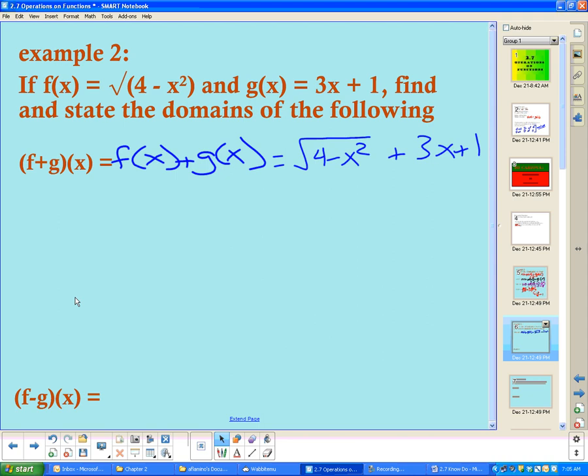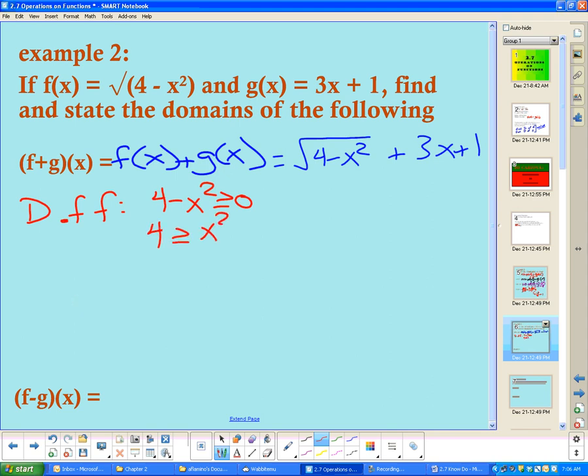Then we're going to find the domain of g. We'll see where they overlap. So my domain of f, I'm going to label my work. I have a radical here, so I have to make sure that 4 minus x squared is greater than or equal to 0, which means 4 is greater than or equal to x squared. Maybe I'll rewrite it as x squared less than or equal to 4. And that basically means that x is going to be between negative 2 and 2.